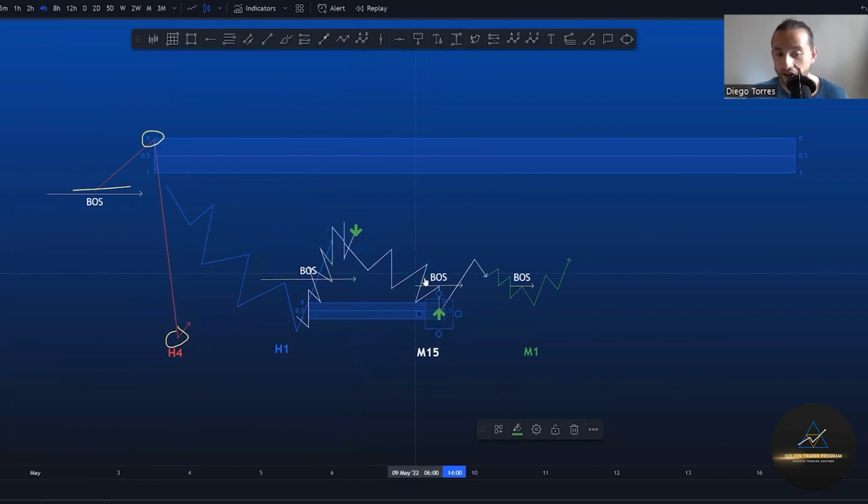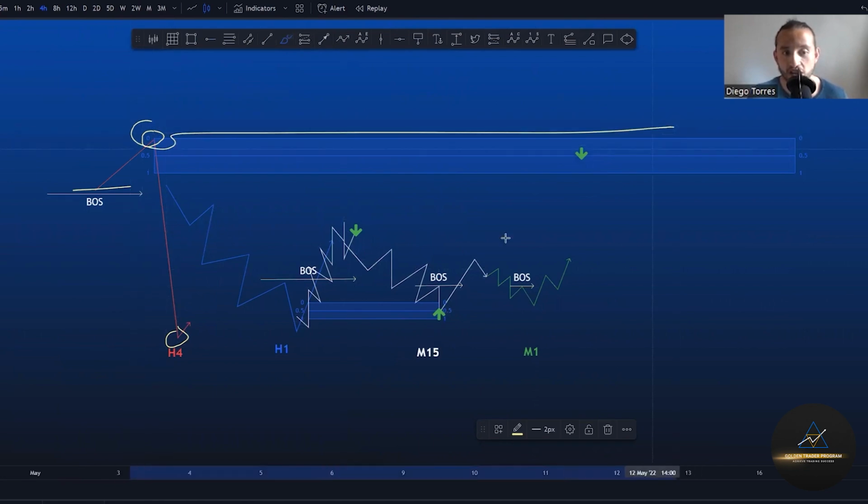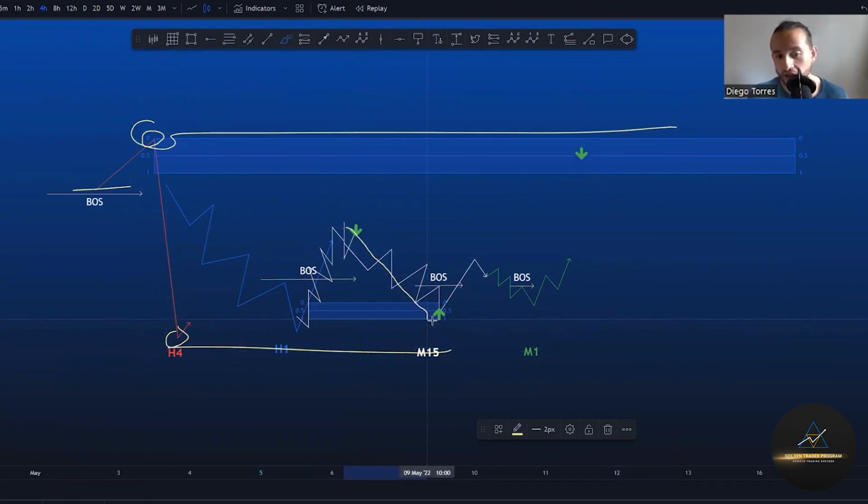So we can sell it and we can buy it. Bearing in mind, we also want to sell it up here, but we know price is going to pull back. So within this large range that you can see here, we can sell the market and we can buy the market. So that's the M15.